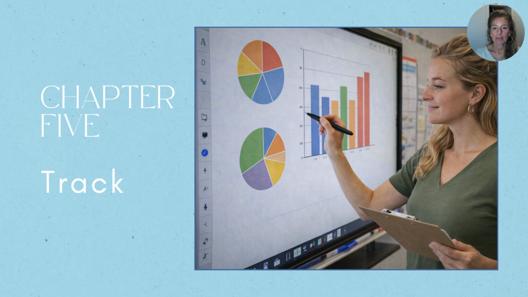In the last chapter, you gathered insight from students and families so you could truly know who your learners are. Now we build on that work. Chapter 5, Track, is about easily gathering meaningful data and monitoring growth over time in a way that's clear and manageable for both you and your students.